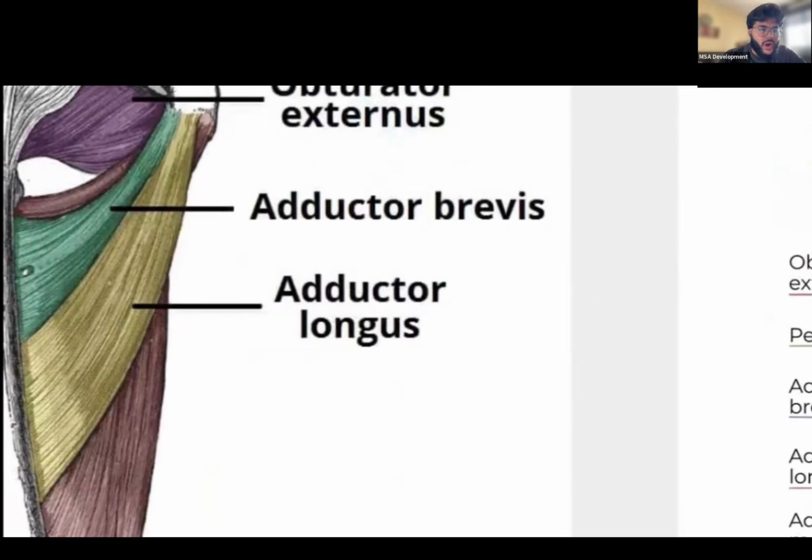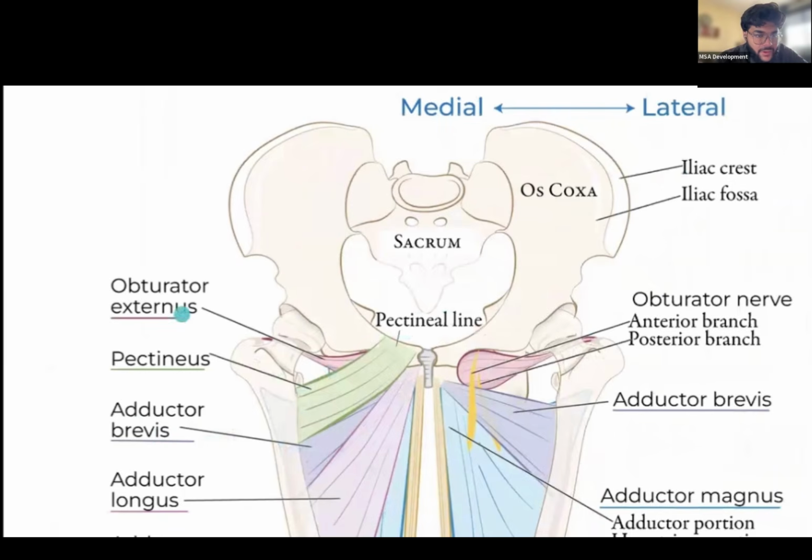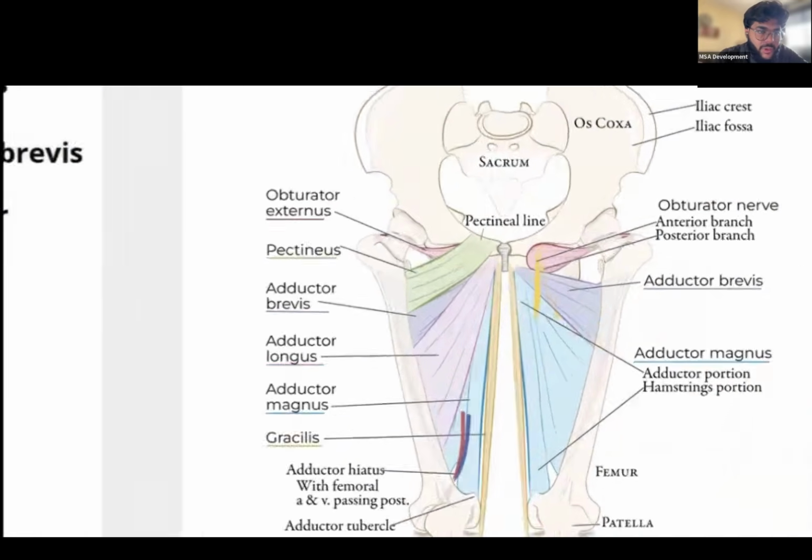Over here you can see our obturator externus, adductor brevis, adductor magnus. We also have adductor longus. Over here again, we can see the obturator externus, the pectineus, the adductor brevis, adductor longus, adductor magnus. We also have our gracilis. All of these are in the medial compartment of the thigh.